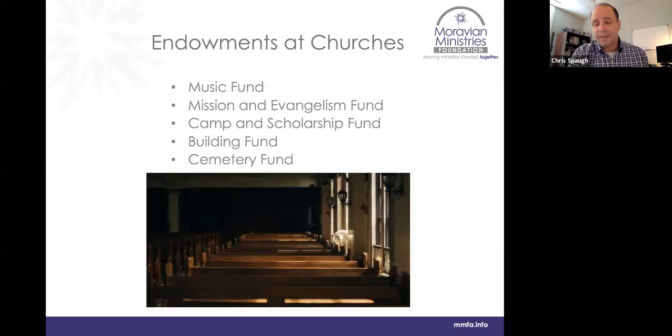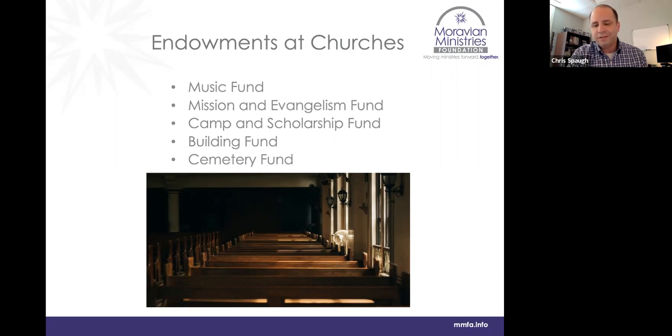But these are just examples of funds. These funds may have different names. They may have different missions for your church, but these are some that we see used a lot. A lot of churches have a music fund, and that's used for acquisition of music, maybe instruments in some cases, materials, to hold community concerts or church concerts. That would be kind of the use of music funds.